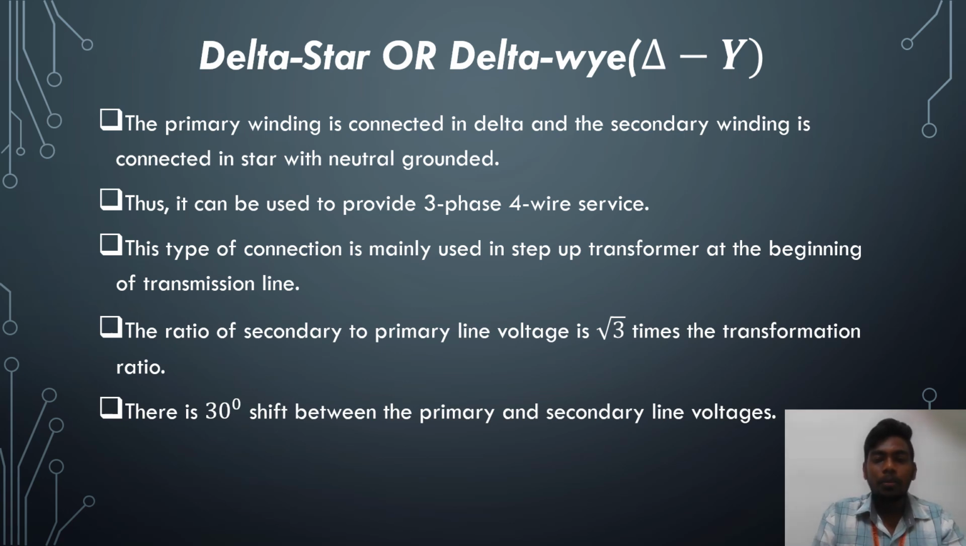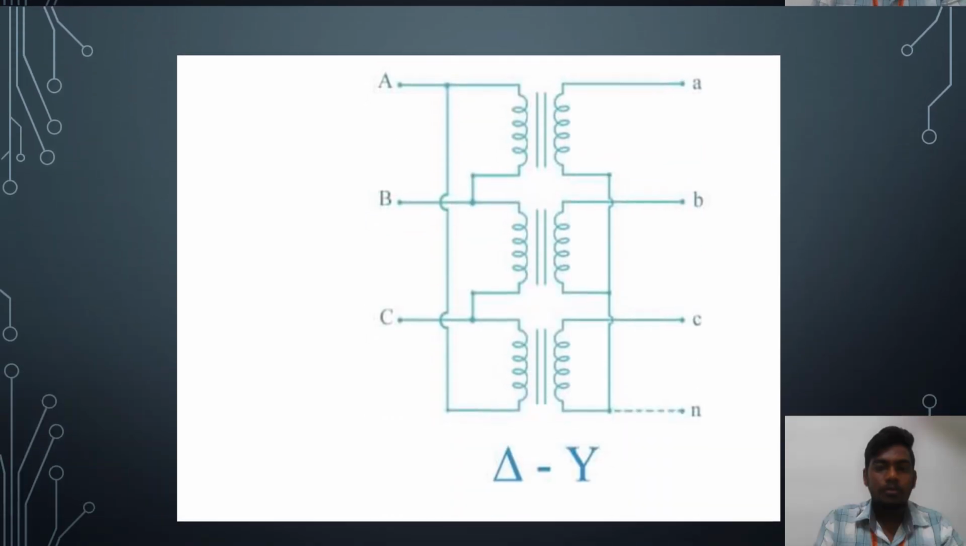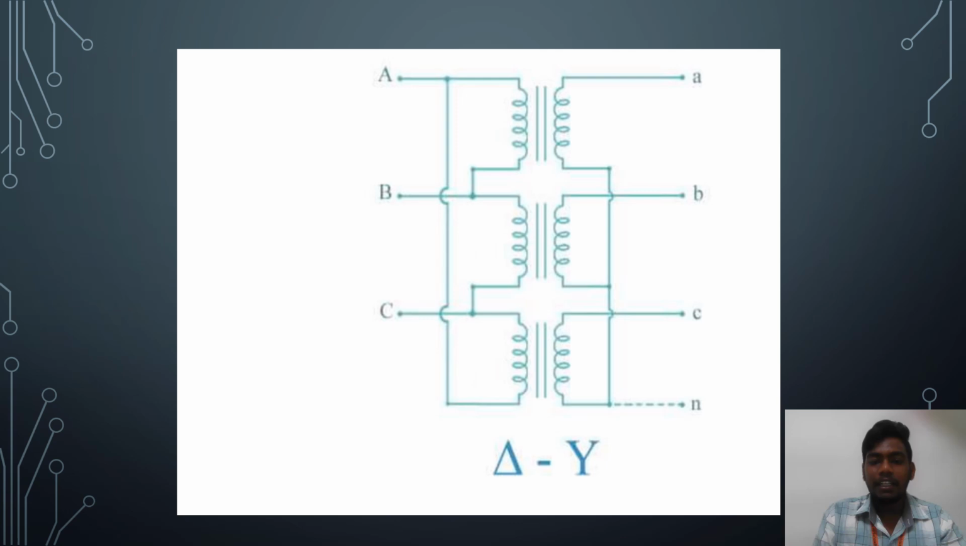The ratio of secondary to primary line voltage is root 3 times the transformation ratio. There is a 30-degree shift between the primary and secondary line voltages. This diagram is a schematic diagram for delta-star connection. In this diagram, the primary winding is connected in delta and the secondary winding is connected in star.